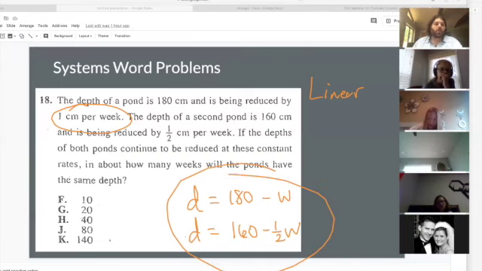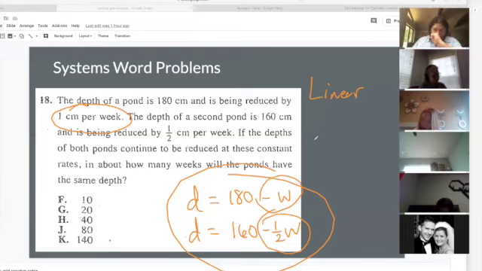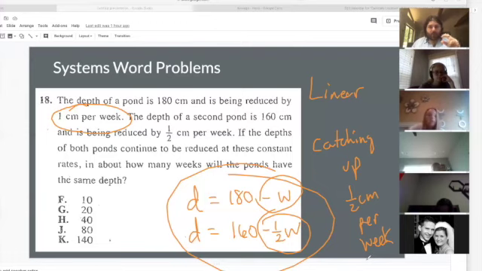There's our system. We either set the two D's equal to each other to find out when they're the same depth, or we do elimination, or we do substitution, which is really what I had said first to do. Or we can graph both of them and find out what W is and D is, and then we make sure we answer the question. See how this one's going down a full centimeter per week, and this one's only going a half a centimeter per week. You see how it's catching up by a half a centimeter per week? Do you guys see that? It's getting closer every week by a half a centimeter because the one is going a half a centimeter faster.